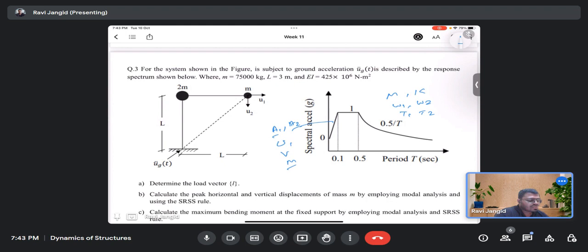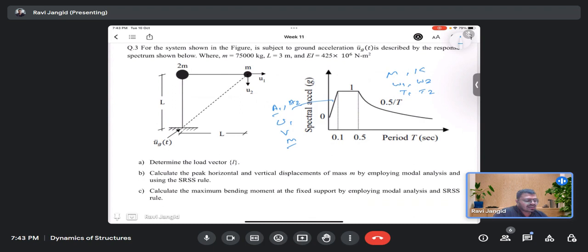Can you tell me, the ground motion in this system is applied along this dotted line. Did you get it? U_g double dot is applying in this way. Yes. So what would be my influence vector or load vector? It would be 1/√2, 1/√2. Would both be positive or negative? U1 is 1/√2, U2 is -1/√2. Yes, that is correct. If you take the components, it would be 1/√2 in this direction and 1/√2 in this direction. But our U2 is downward, so that's why the influence vector for this would be -1/√2.